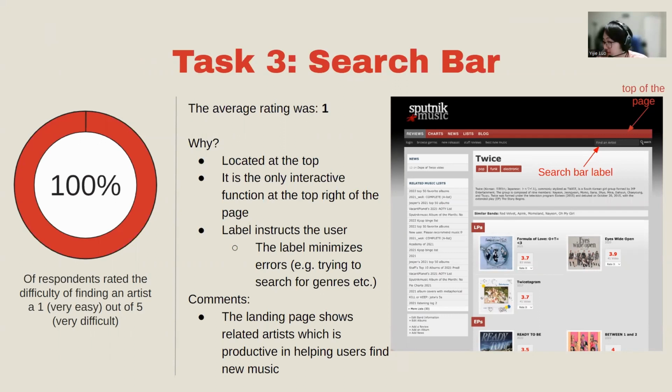It's near the top of the website, which is also consistent with most websites out there on the internet. So users can really use a lot of their top-down knowledge to figure out where that is and how to use it. And importantly, it contains, as previously mentioned, a label that specifies what you should be using for the search bar. This label minimizes lots of errors like searching for genres or songs instead of the artist, which is something you'll actually notice as we now begin our discussion of our next website, Rate Your Music.